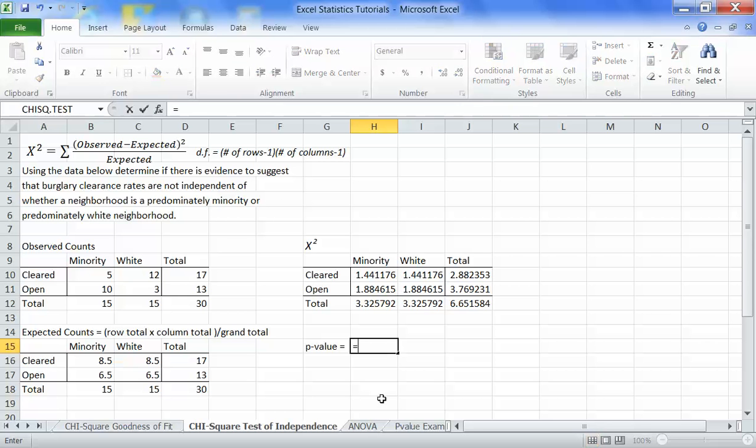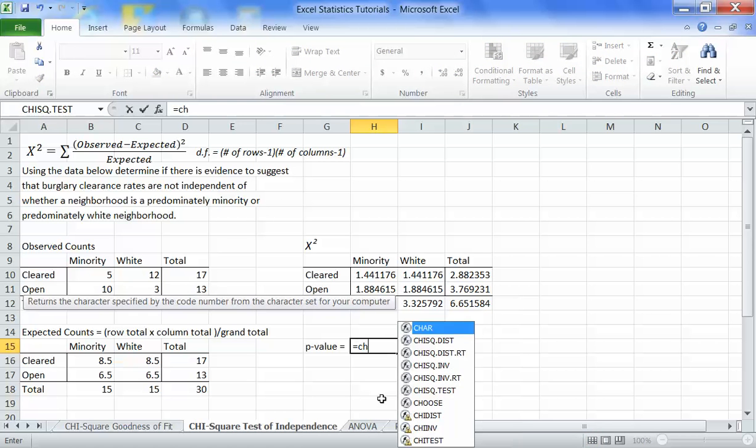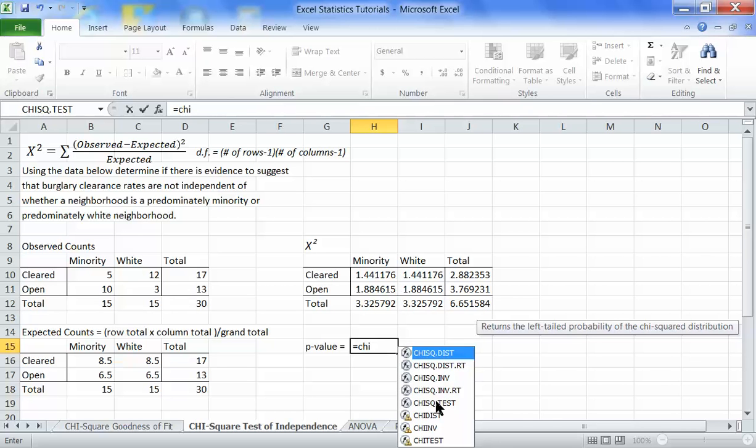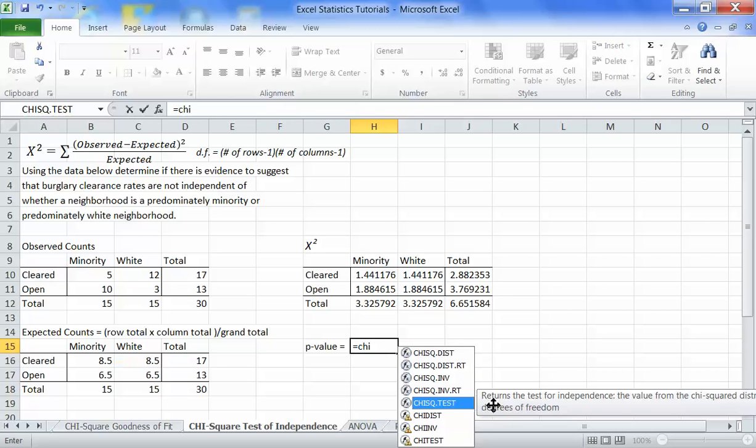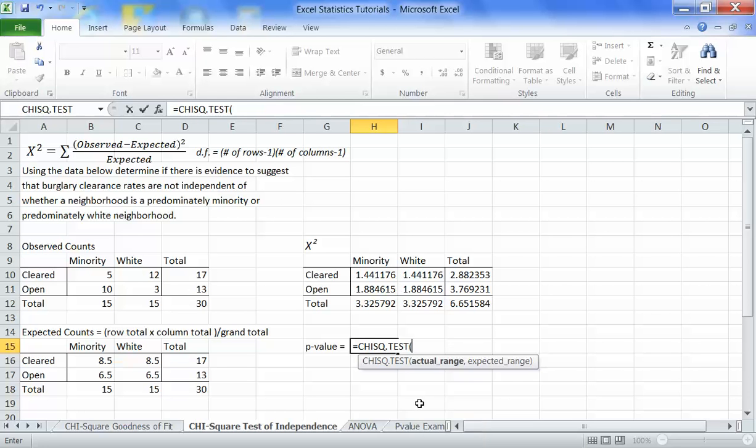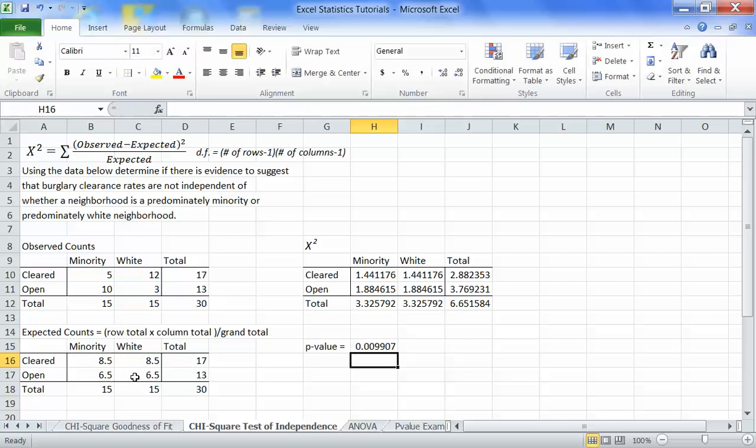Well, I'm going to use the chi-square test function, equals CHISQ.TEST right here. Returns the test of independence for the chi-squared value. So I'm going to double click, and then it wants us to highlight the actual range. So I'm going to go to my actual or observed. I only want to highlight the data in the cells. I don't want to do the marginal totals or the labels, comma. Then my expected, close parenthesis, hit enter. So my p-value is 0.009907.